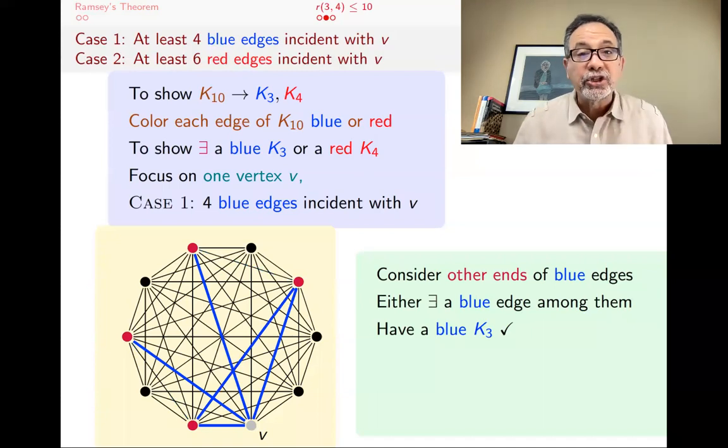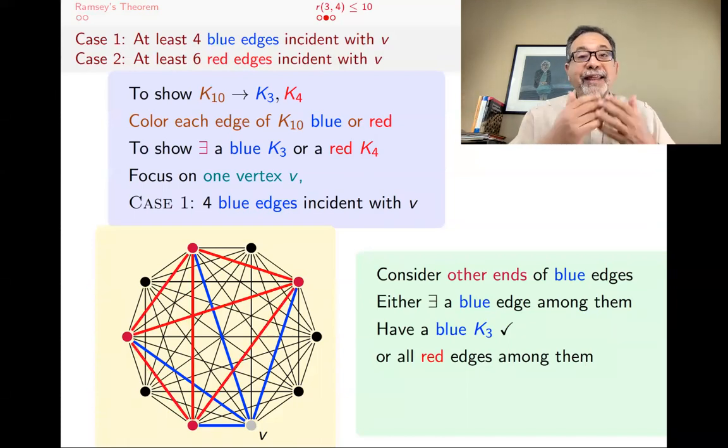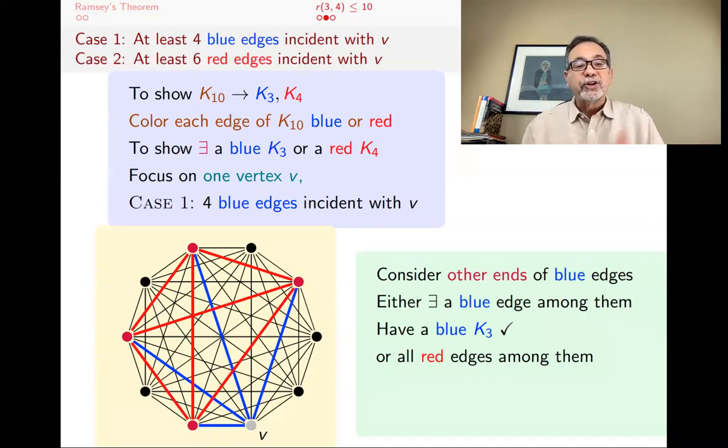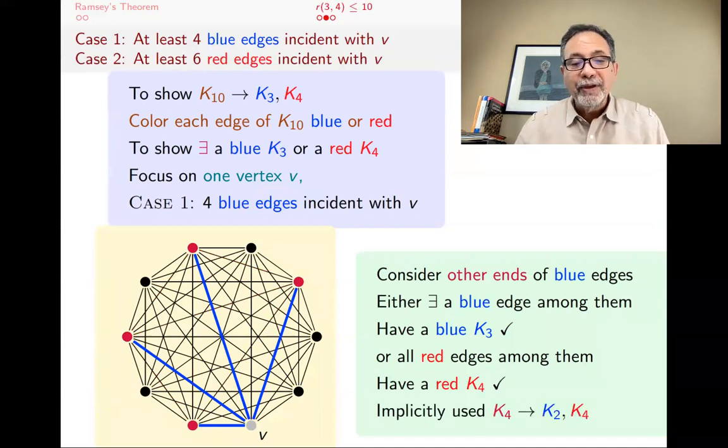Maybe none of those edges are blue. If none of those edges are blue, it must be that they're all red. But if they're all red, then that's my red K4. All those vertices are connected together, there are 4 of them, and all of their edges are red. So that's giving me a red K4, and I'm done. Now, notice that we have actually implicitly used the fact that K4 arrows to K2 comma K4.